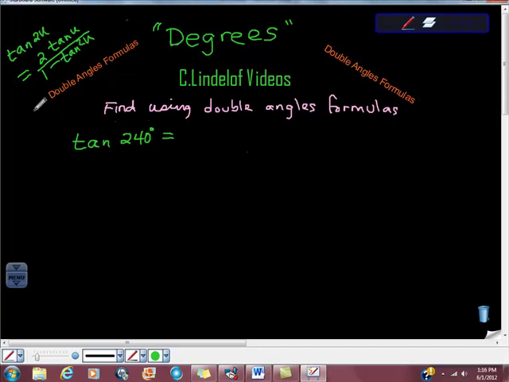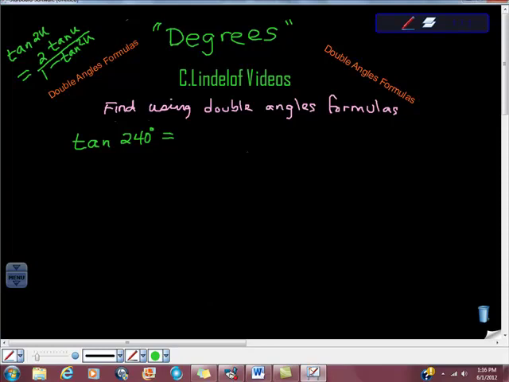If you don't mind, you might want to pause for a second, copy this, and then after you've copied it, start playing the video again, because this is where I'm going. That tan of 2u is the same as 2 times tan of u over 1 minus tan squared of u. Looks like hell, but it's really, really easy to use. And this is what I did to start with.